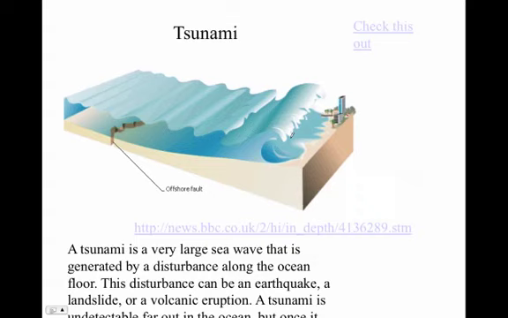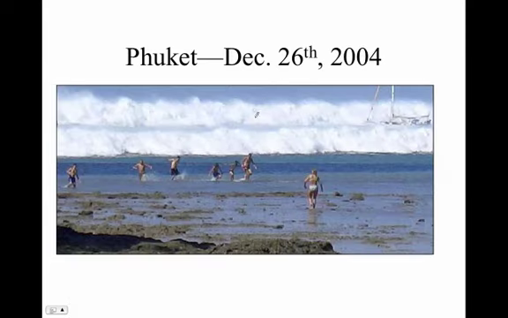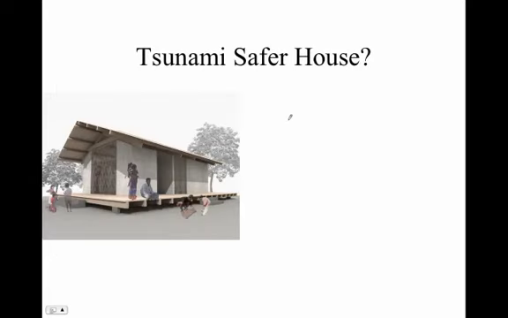Now, a tsunami is a very large sea wave that's generated by an earthquake. And so you get a crack in the crust below an ocean, and that heaves a whole bunch of water, which then comes to shore. Here's a picture of the big tsunami wave coming to Phuket. This was one of the biggest tsunamis that ever occurred, and it occurred in the Indian Ocean.